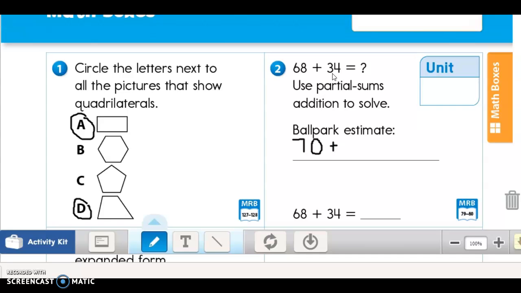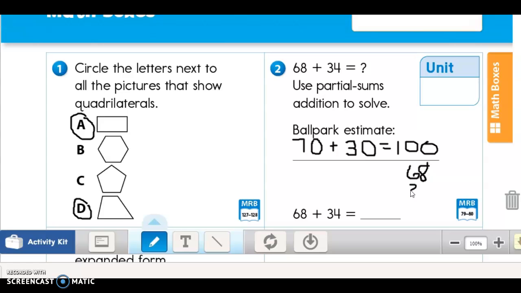And now 34. My choices: is that closer to 30 or 40? It is closer to 30. So 70 plus 30 equals 100. Now it does say use partial sums in the directions, and you can. But my class, some people prefer partial sums, some people like the more familiar way. So let's set it up more the familiar way that our friends might have at home.